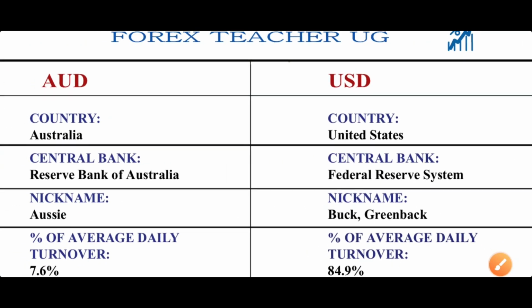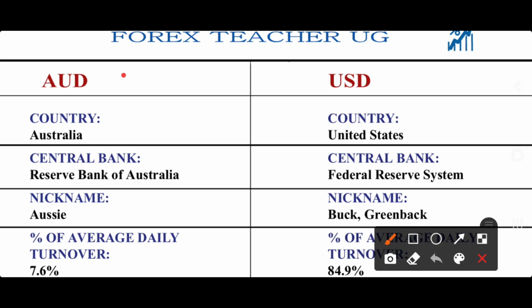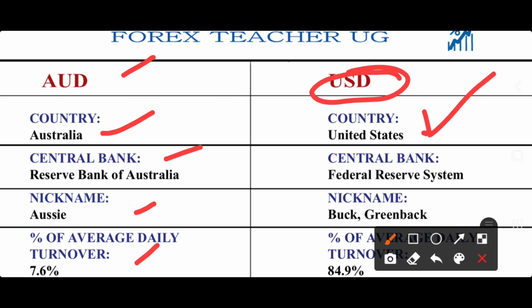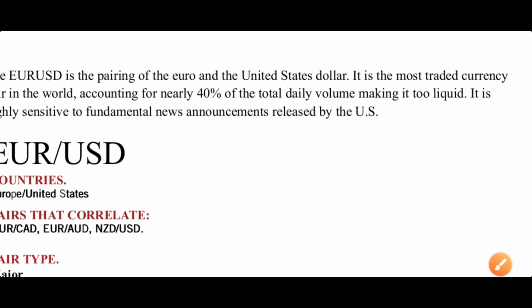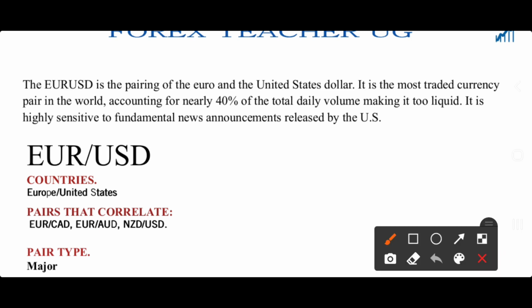Looking at further details, the AUD is from Australia, the country it resides in. The central bank is the Reserve Bank of Australia. The nickname is Aussie, and the average daily turnover is 7.6%. Here we look at the United States dollar, coming from the United States, of course. The central bank is the Federal Reserve System. The nickname is buck or greenback. The daily average turnover is 84.9%. Let's talk about the EUR/USD, the pairing of the Euro and United States dollar.